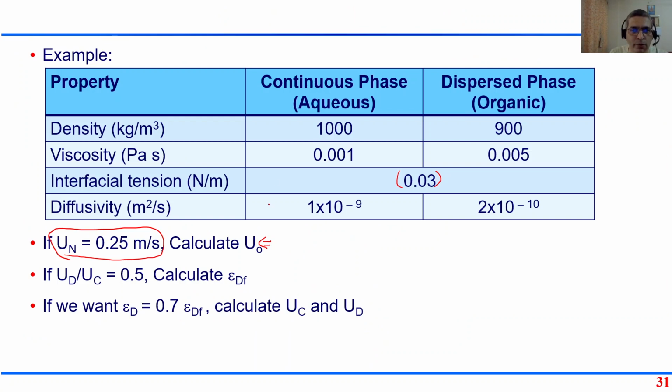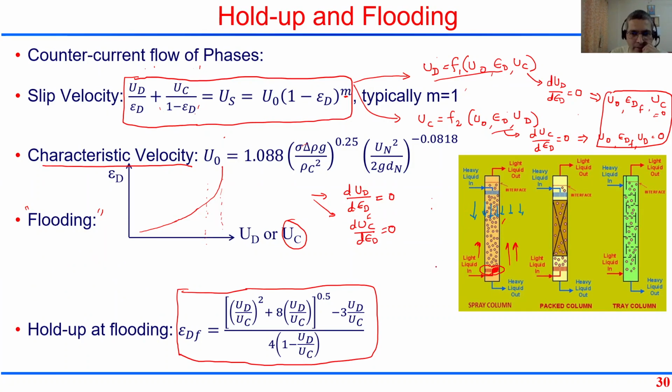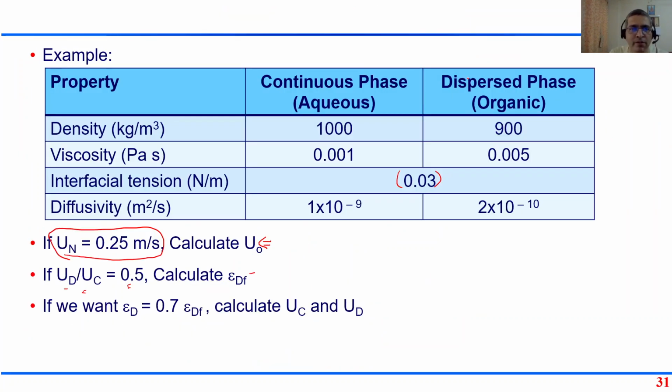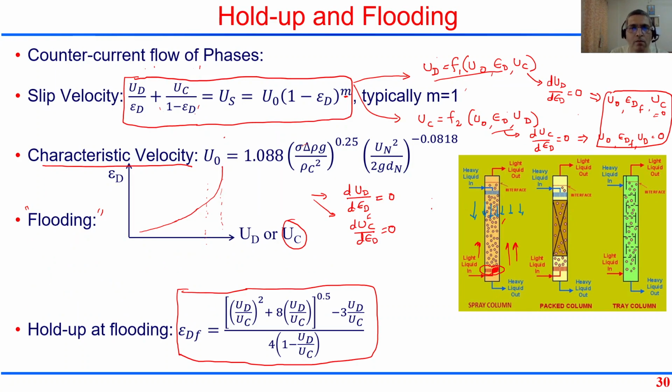Once you calculate U0, suppose the ud by uc ratio is 0.5. I want you to calculate epsilon d at flooding using this expression. So let me just say calculate U0 using equation 1, and epsilon d at flooding using equation 2. So this is our equation 1, this is our equation 2.